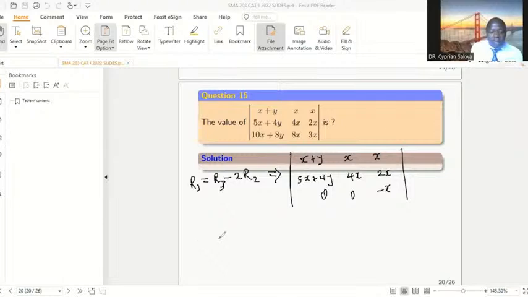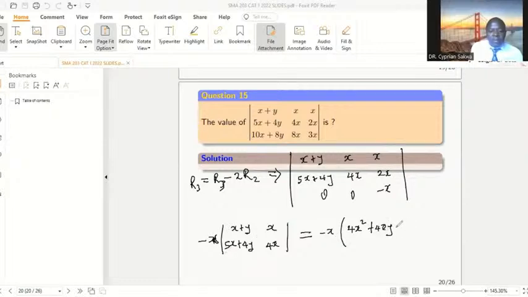So it's -x into the determinant of the matrix that remains when I delete the row of -x and the column of -x. It is x plus y, x, then 5x plus 4y, and this is 4x. So I delete the row and the column. So what do I get here? This is the same as -x into what? Multiply this, you have 4x squared plus 4xy minus 5x squared minus 4xy.